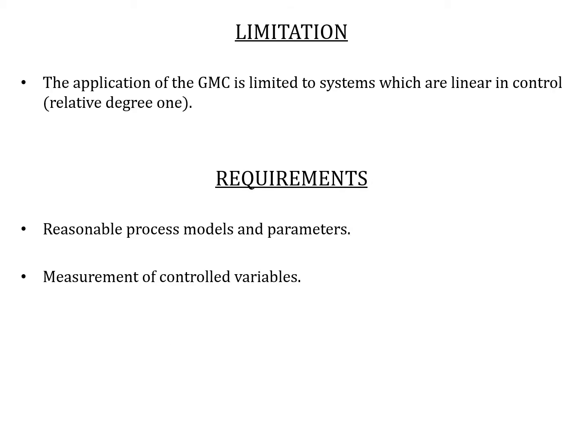And whatever it is, the limitation, of course, other than the model, but even if we have the model, is that the application of the GMC is limited to systems which are linear in control, or relative degree 1 systems. We'll see that later, which means that basically when we use the model, we should be able to get the U implicitly with respect to the other parameters. We should not get the U in a non-linear form and things like that.